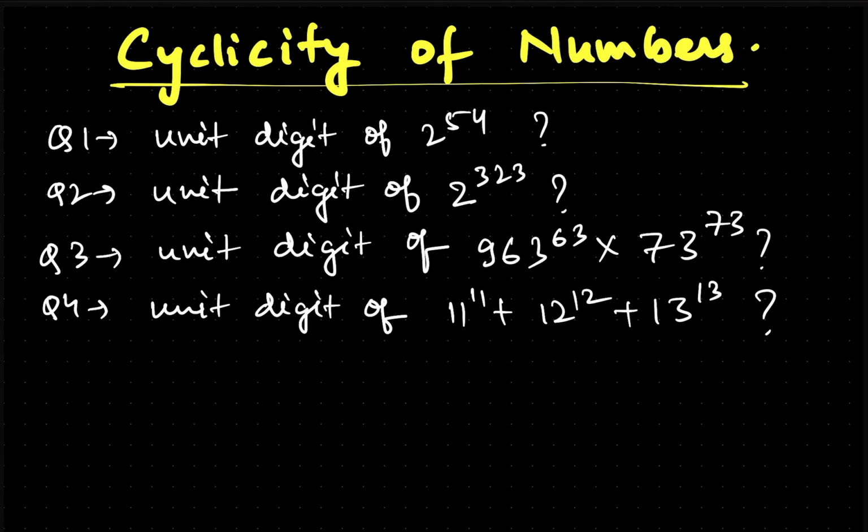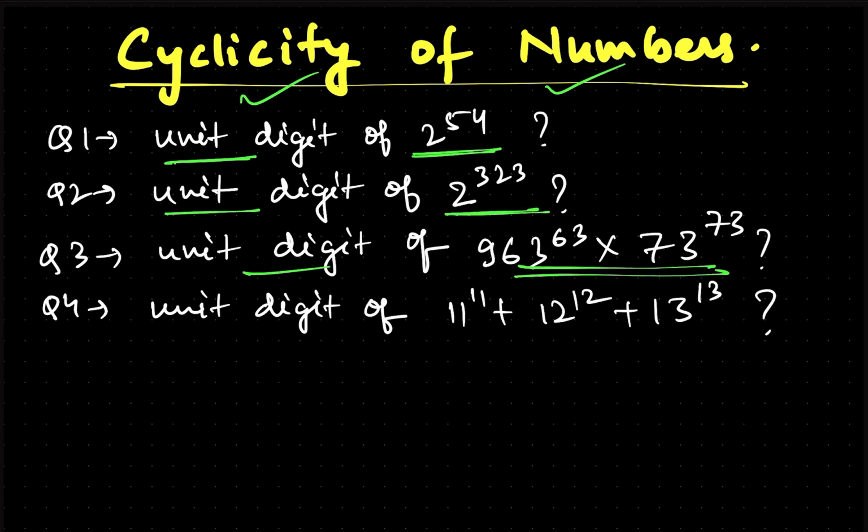So today we will see this new concept, cyclicity of numbers. These types of questions you've often seen in the exam, like 2 to the power 54, what is the unit digit? Similarly, unit digit of 2 to the power 323. Similarly, unit digit of this multiplication, and similarly unit digit of these types of problems.